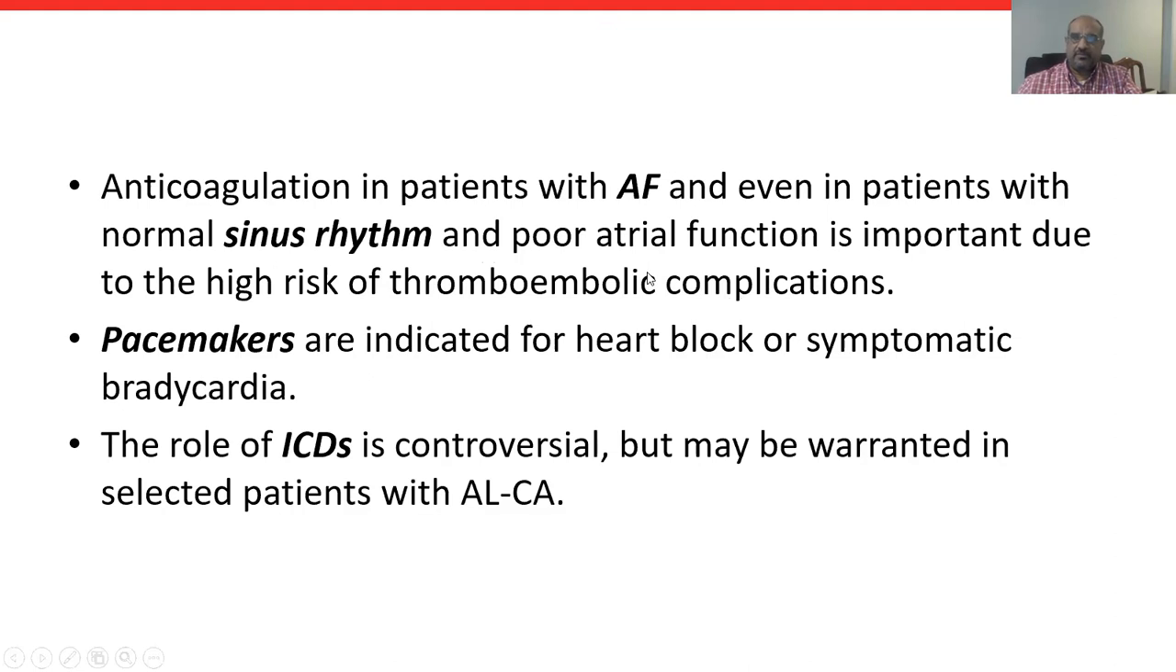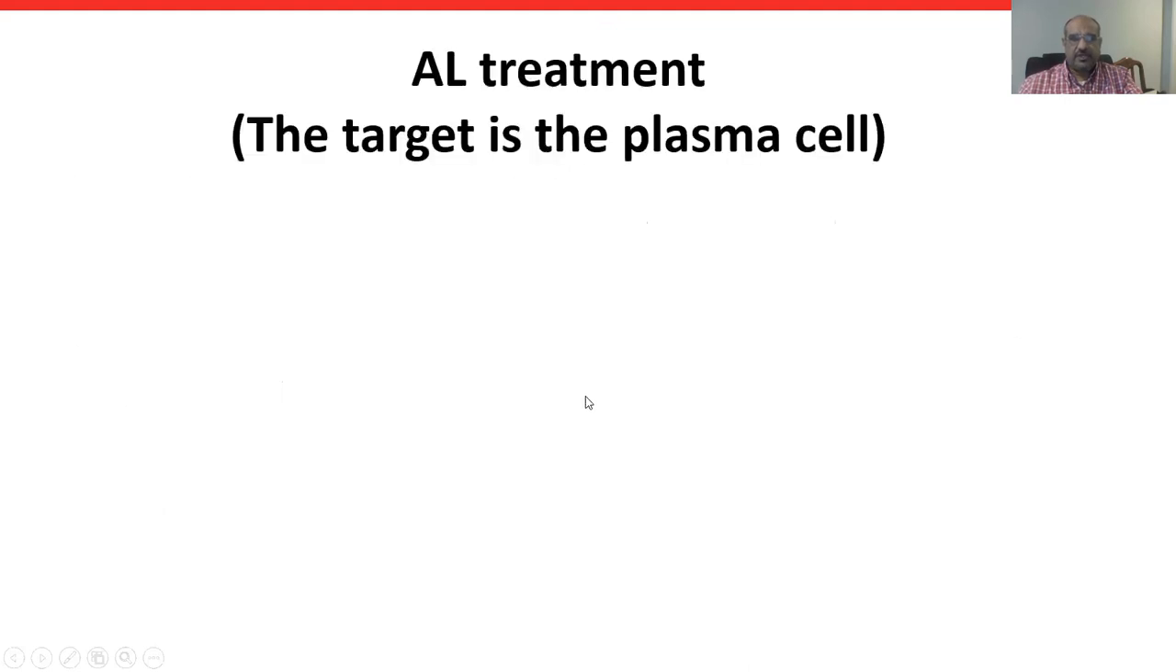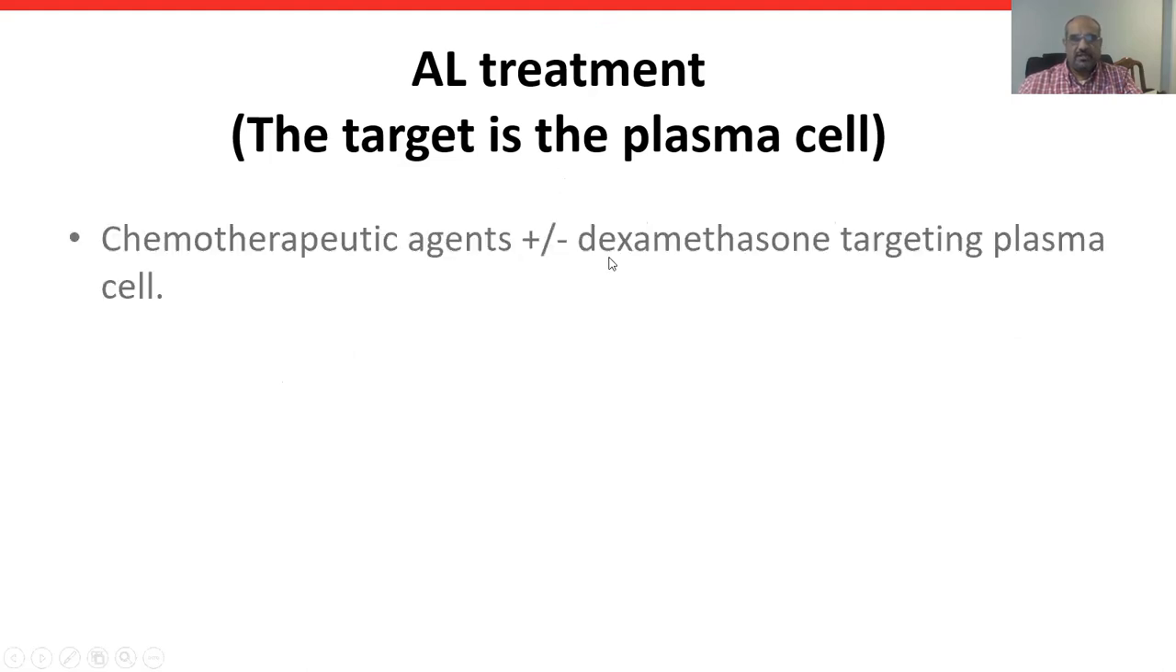NOACs now make our life easy. Pacemakers are indicated for heart block or symptomatic bradycardia, of course. The role of ICD is controversial, but may be warranted in certain patients with AL cardiac amyloid. Usually, I don't recommend ICDs, but only a pacemaker if the patient is having symptomatic bradycardia. What is the proper treatment of AL amyloid? For AL amyloid, the treatment is chemotherapy plus dexamethasone.